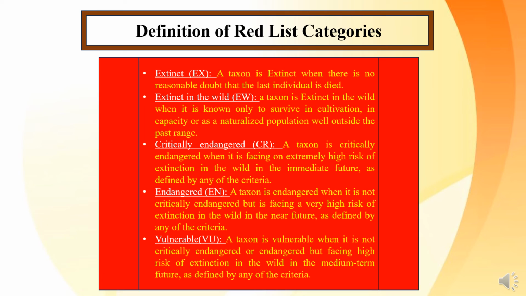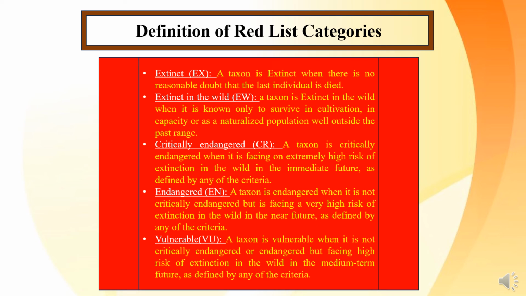Then some definitions of Red List categories. Extinct: a taxon is extinct when there is no reasonable doubt that the last individual has died. Then extinct in the wild: a taxon is extinct in the wild when it is known only to survive in cultivation, in captivity or as a naturalized population well outside the past range.